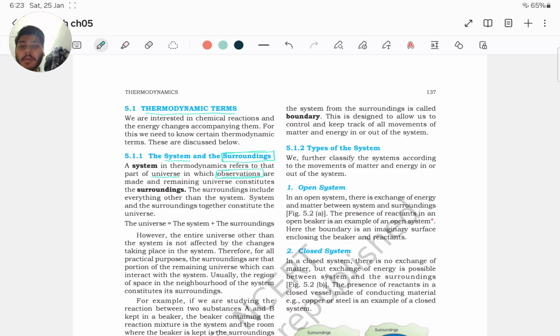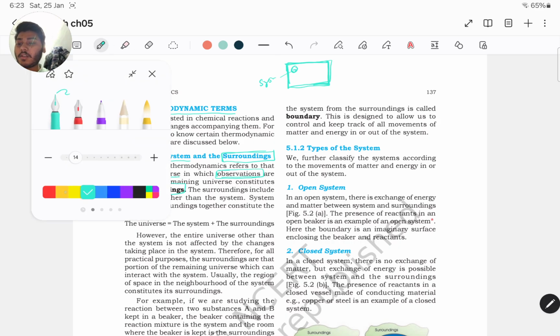Okay, and the remaining is the universe, meaning everything other than the system, which is the surrounding. For example, there is your house, meaning the total house, and there is one room. So we are discussing that room. That is our system, and the whole remaining part, I have to change the color so you get a better understanding.